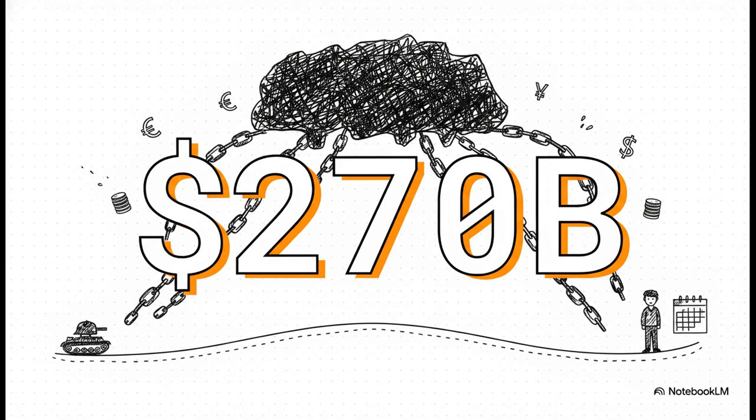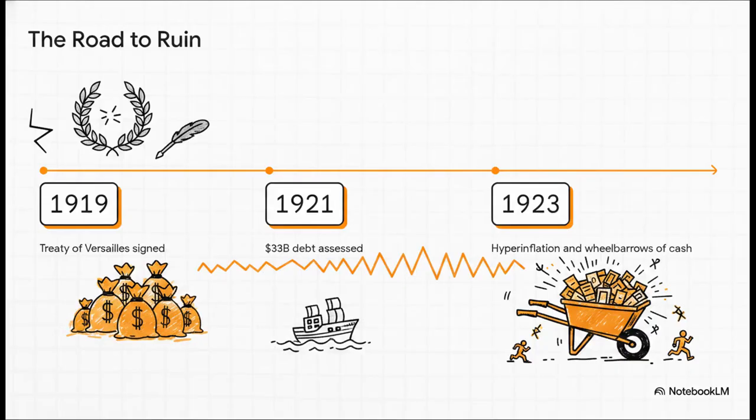The penalty assessed in 1921 was $33 billion. To put that into perspective, in today's money, that's an astronomical $270 billion. That is a sum so massive that Germany didn't actually finish paying it off until 2010. Crazy, right?